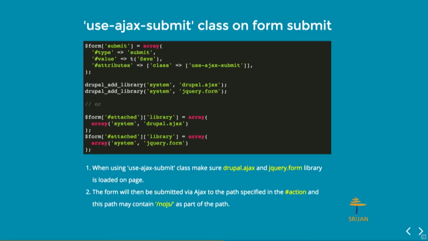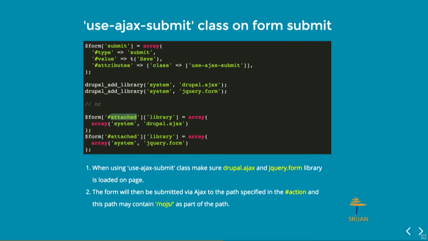Here you can see that I do have the submit button, so I attach that useAjax submit. But when you use this way of attaching Ajax behavior, you need to make sure that you have two libraries loaded on the page. One is Drupal.ajax and another is jQuery.form, because Drupal uses the jQuery form library to serialize the data and submit it.